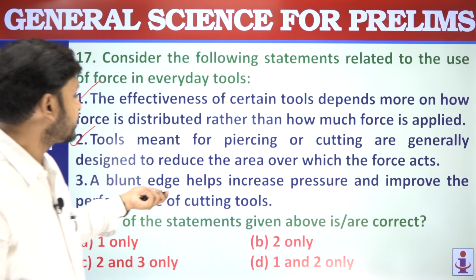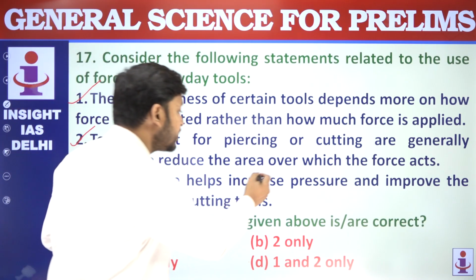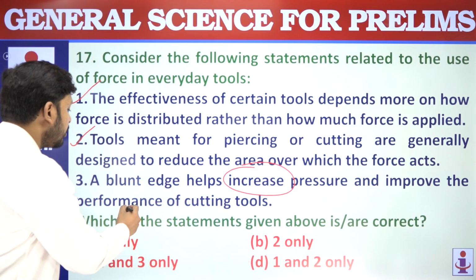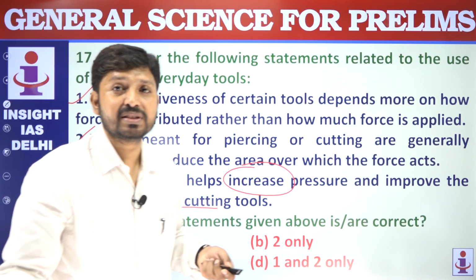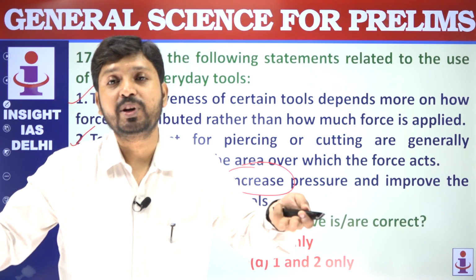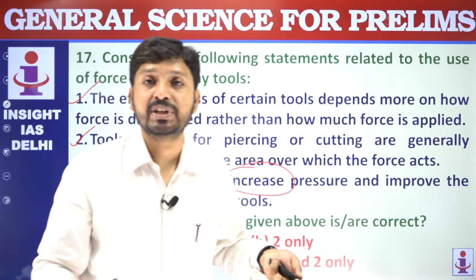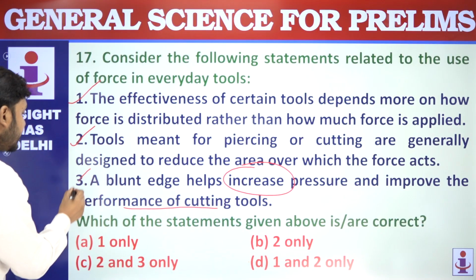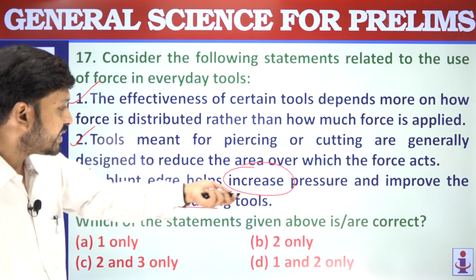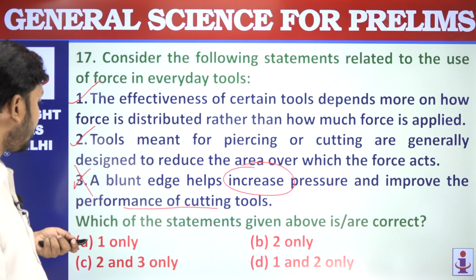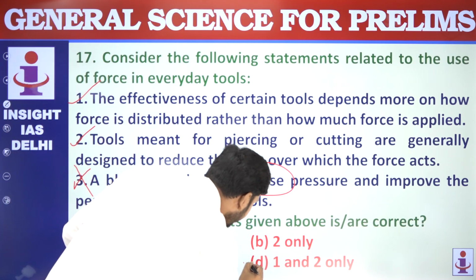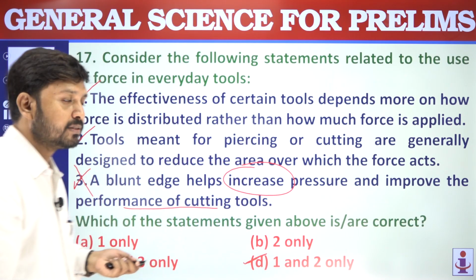And the blunt edge helps increase the pressure and improve the performance of a cutting tool. No, if blunt edges are there, the area will be distributed over a larger area. So if the area is larger, pressure will be reduced and efficiency will also be reduced. So cutting won't be that easy. So this is the wrong statement. They are asking for correct statements, so 1 and 2 are correct. 1 and 2 are there in our option D. So D is the answer.